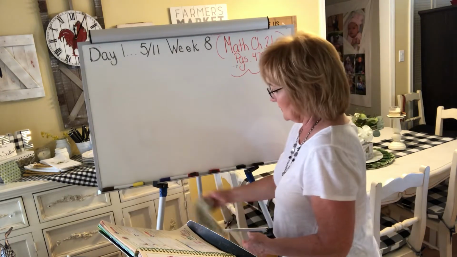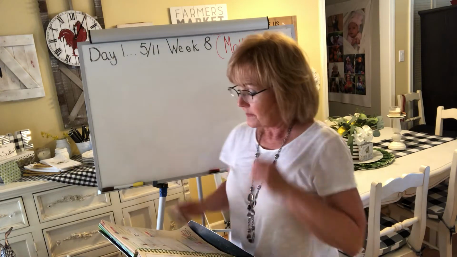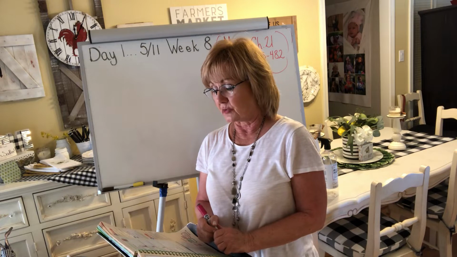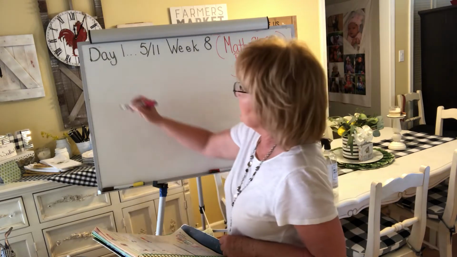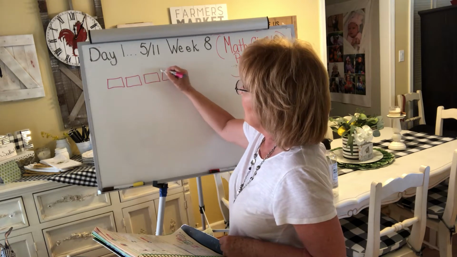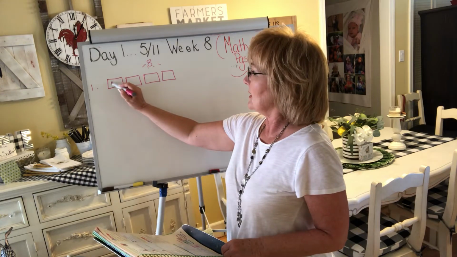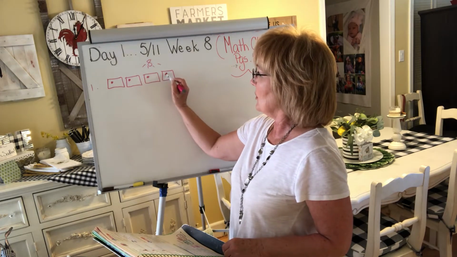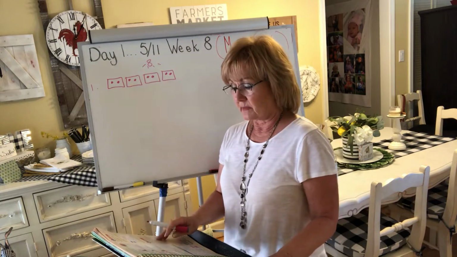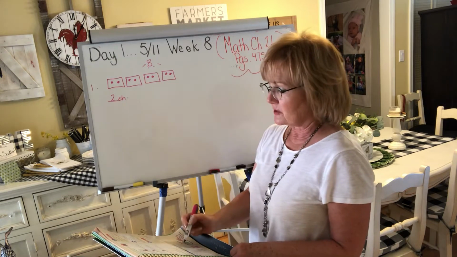All right, it says there are 8 children on 4 teams. The same number of children are on each team. How many children are on a team? 8 on 4 teams. So we need to draw 4 teams, 4 groups, and we are dividing 8 amongst those groups. So let's go 1, 2, 3, 4, 5, 6, 7, 8. 8 children, 4 teams. How many children are on each team? 2 children. What is your number sentence?